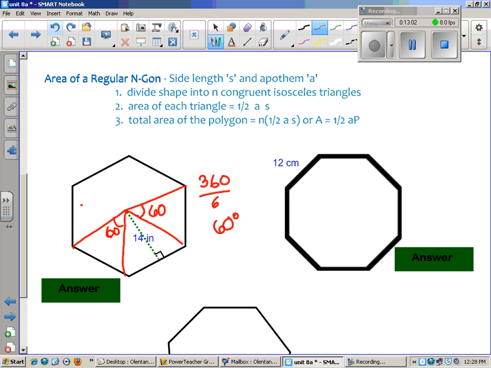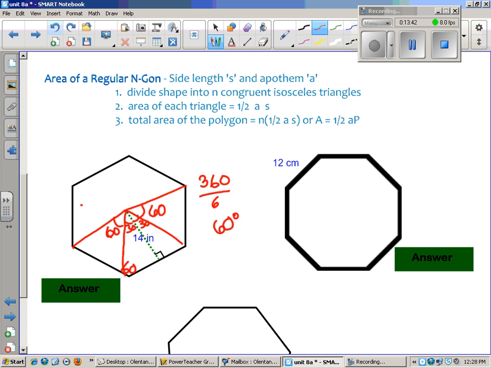But to get that right triangle, I had to put in my altitude. Remember, it's an altitude, an apothem, an angle bisector, and a perpendicular bisector. They're everything. So I bisected this angle, so how much is each side? 30. So in a hexagon the two sides are 30s, and if this is 30, what's this one? 60, because it has to equal 90. So that's 30, 60, 90.